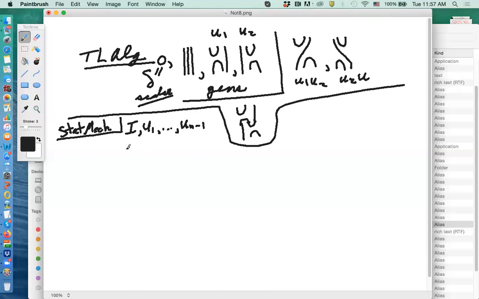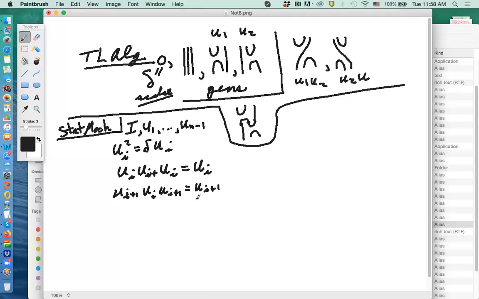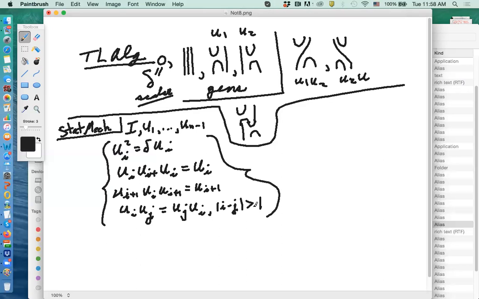And if you take these diagrams, then you see that you have Ui squared is equal to delta Ui, and you have Ui Ui+1 Ui is equal to Ui, and Ui+1 Ui Ui+1 is equal to Ui+1. And you have Ui and Uj commuting if they're far apart. And it was in this form that the Temperley-Lieb algebra was originally defined by Temperley and Lieb, who abstracted them from the matrices that describe certain statistical mechanics models.